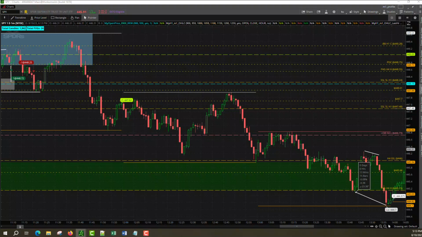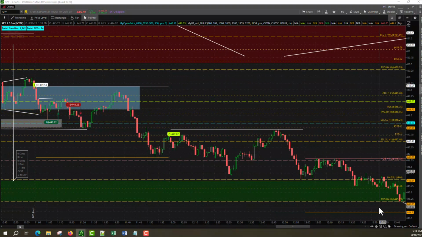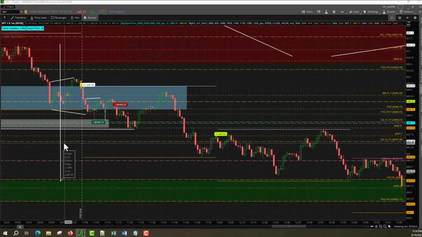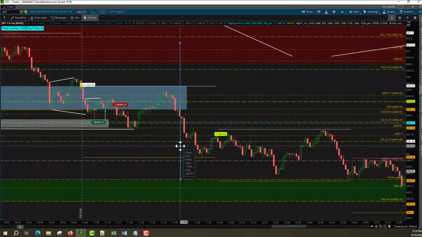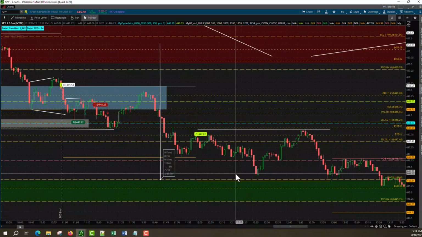We take the sell side liquidity from yesterday's low. Look at that. 1350. Yeah, right here. Let's move this a little bit further out here. We need to check this screenshot right here.